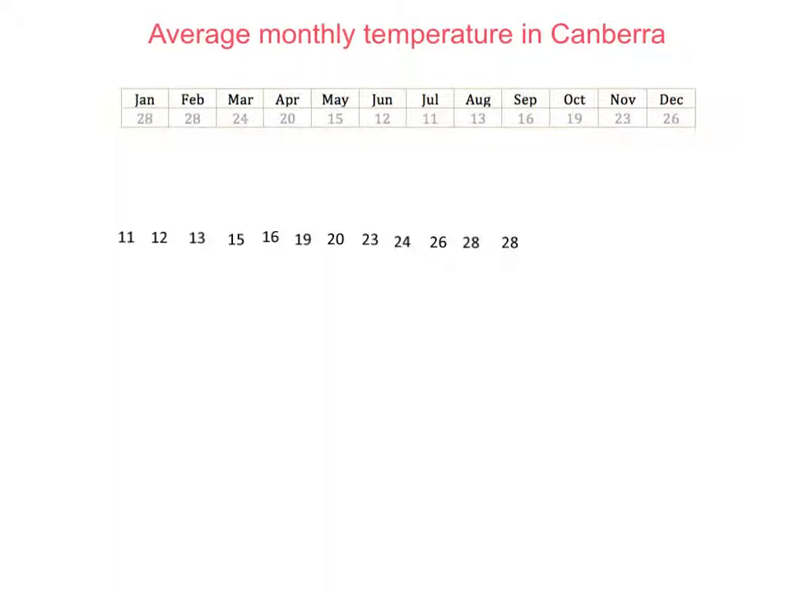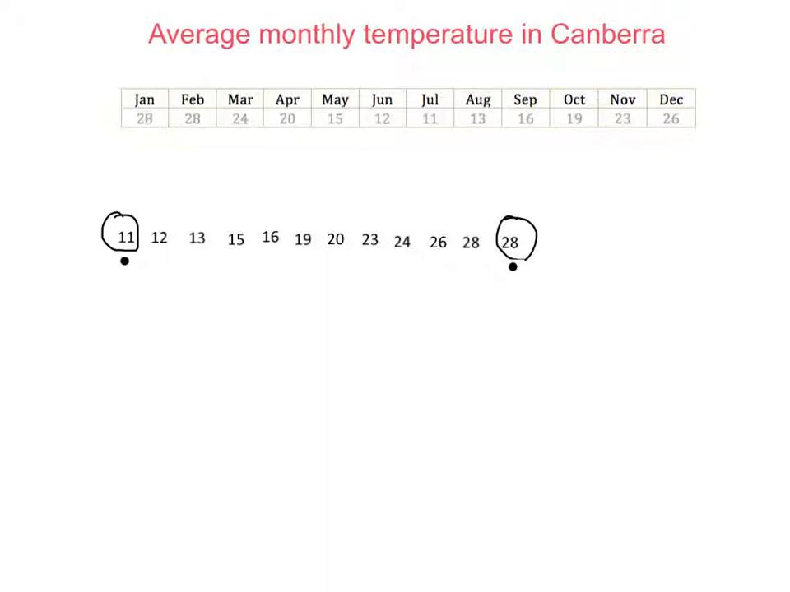Now, to illustrate these temperatures, there are 5 important pieces of information that we are after, and they are the first being the lowest temperature, the second being the highest temperature, and we need the median temperature.